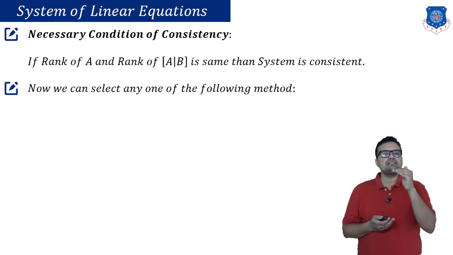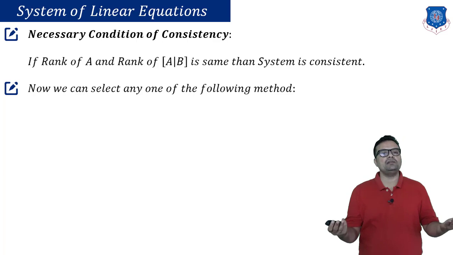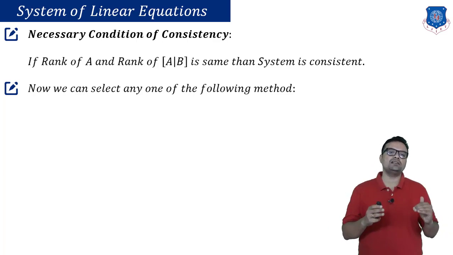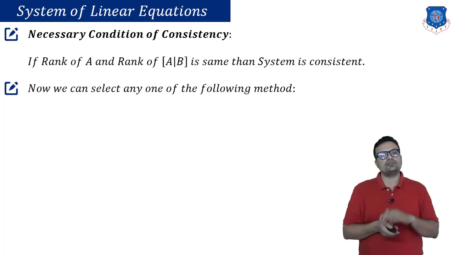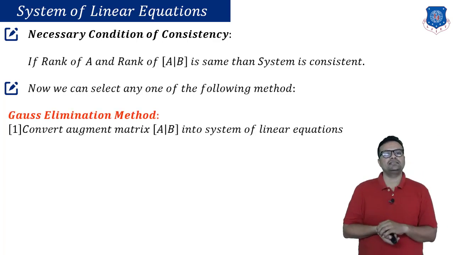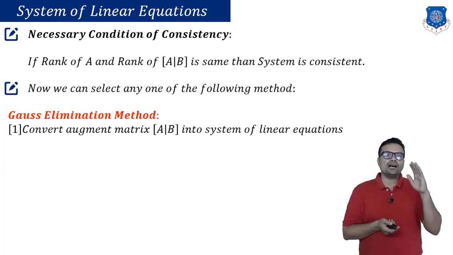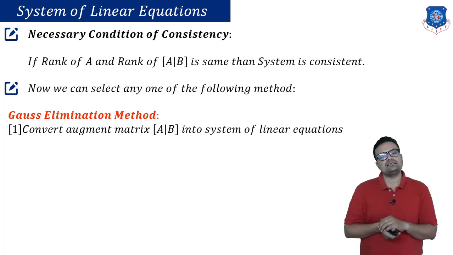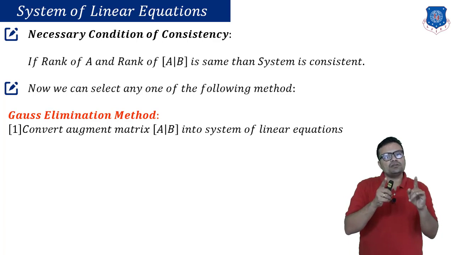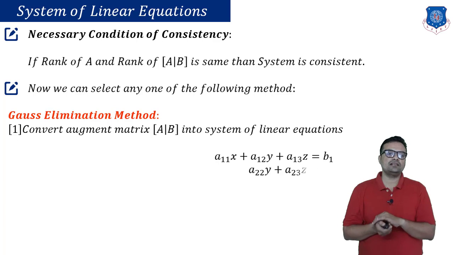If your system is inconsistent at this step, your process will end. No need to go for any method, because these methods are to find ultimately the intersections of the planes or the solution of the system. Two methods are there. The first method is known as Gauss elimination method. For that, at the end of our consistency step, we have the row echelon form of A augmented B. At this particular part, we'll convert this matrix again into equations, something like this.